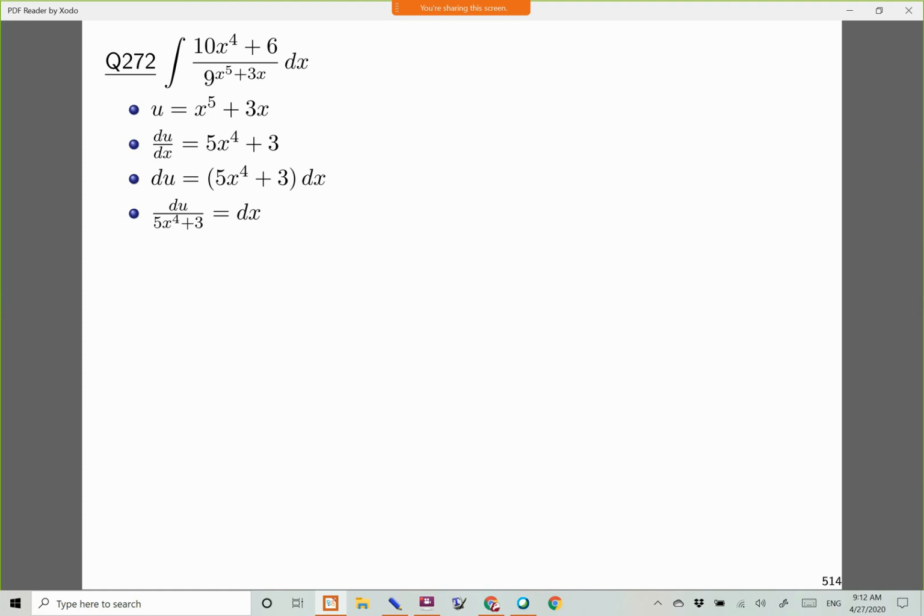Okay, let's make some replacements then. So back to this original question. When we see an x to the fifth plus 3x, we can replace that with u. Where we see a dx, we can replace that with this fraction, du over 5x to the fourth plus 3. So it'll look like this.